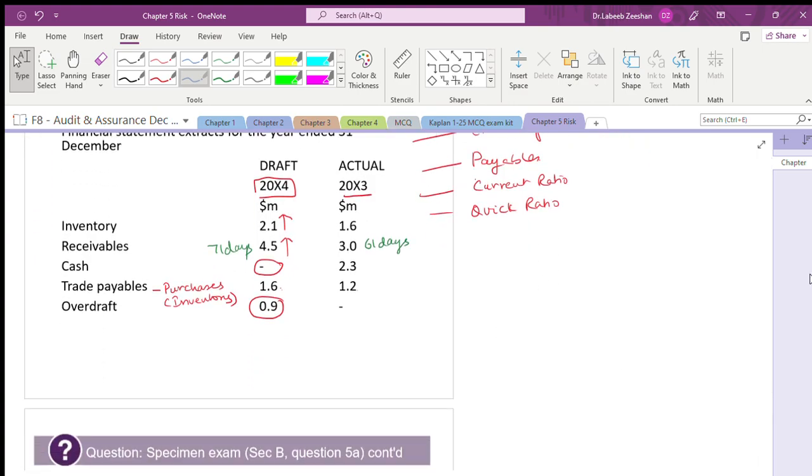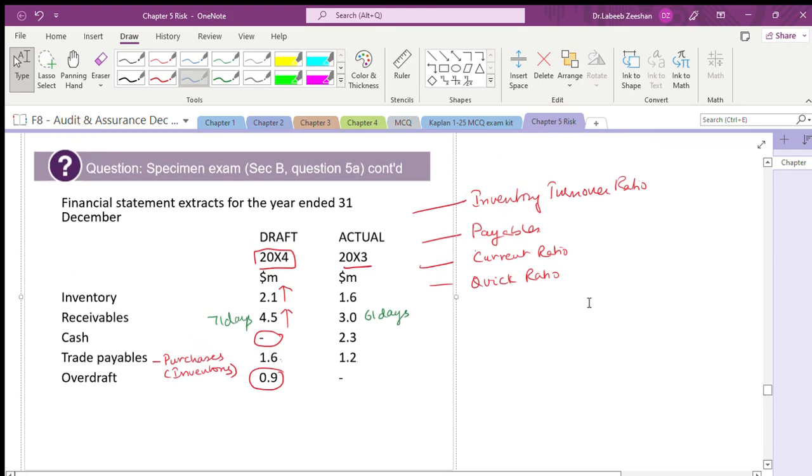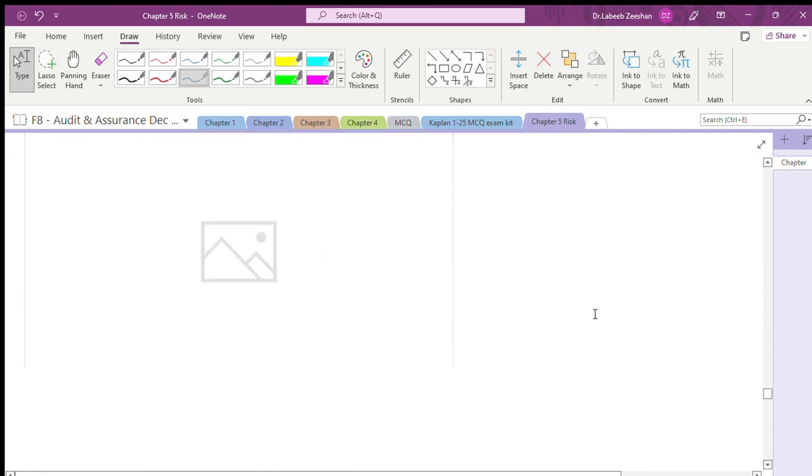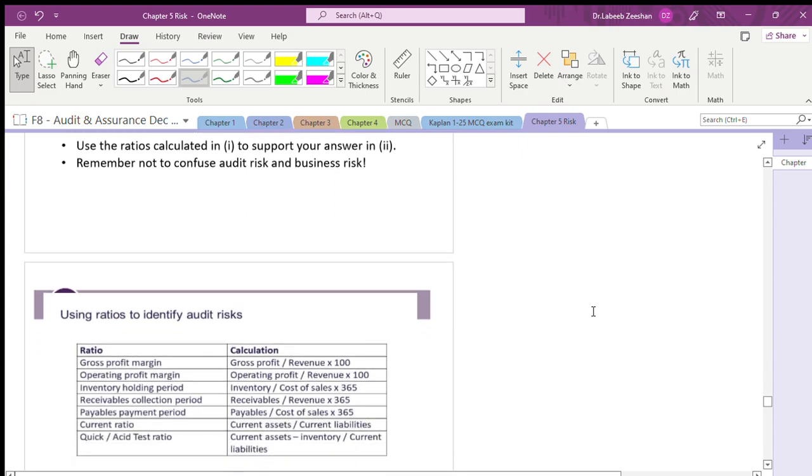Fine. First we explore, we don't pressurize. We know what things are there and how they have to be worked out. Inventory turnover ratio, payables, current ratio, quick ratio. In the examination they will not give you this. These are given only here. They have already calculated the gross profit ratio. We don't need this. They are talking about the operating profit ratio. Fine, it is good to know. They have calculated the receivables collection period.